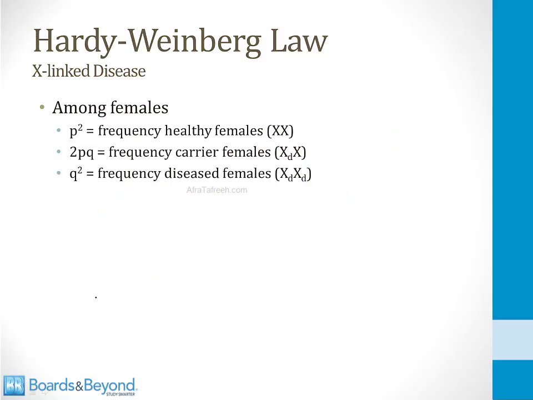Once we accept that, we can now determine the frequency of different genotypes among females by analyzing this population separately with the Hardy-Weinberg law. Among females only, P squared must be the frequency of healthy females with two normal X chromosomes. 2PQ is the frequency of carrier females with one diseased chromosome and one normal X chromosome. And finally, Q squared is the frequency of diseased females who have two copies of the abnormal X chromosome. And that concludes our module on the Hardy-Weinberg law.